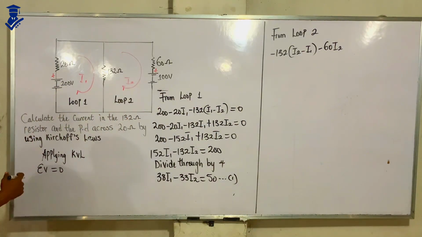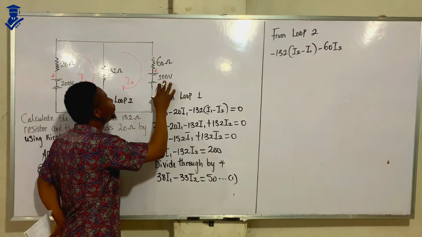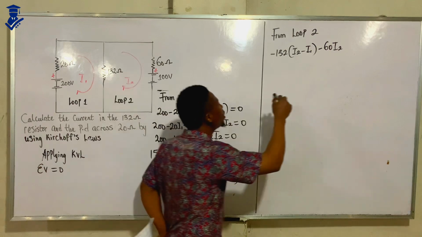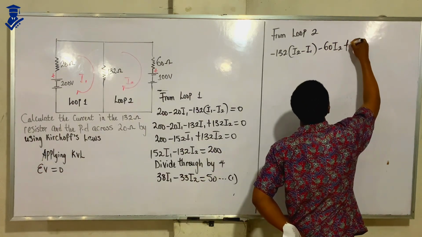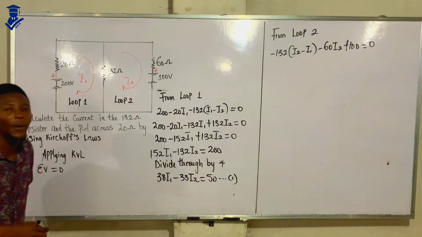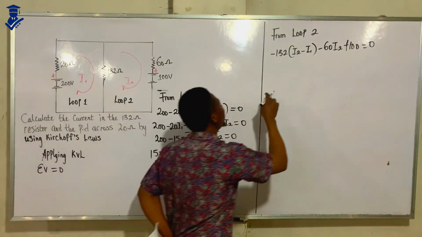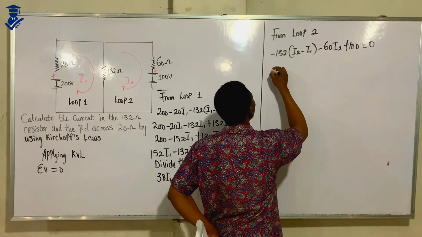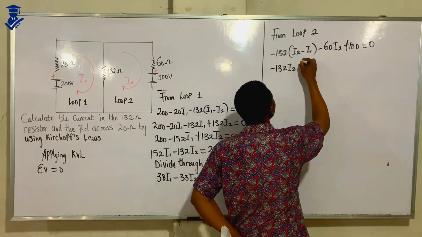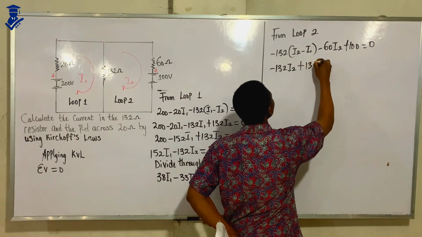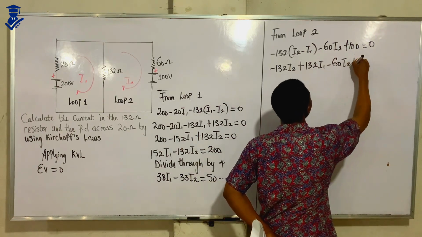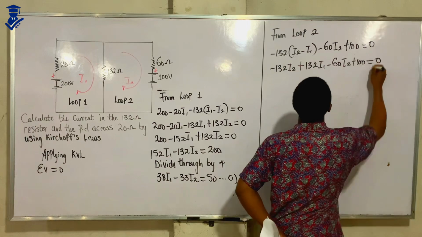Now the next one is the 100 volts. This is from negative to positive, so it's going to be positive 100, all equal to 0. Now let's simplify this. So this is going to be minus 132 multiplied by this gives us minus 132 I2. This multiplied by this gives us plus 132 I1, minus 60 I2, plus 100 is equal to 0.